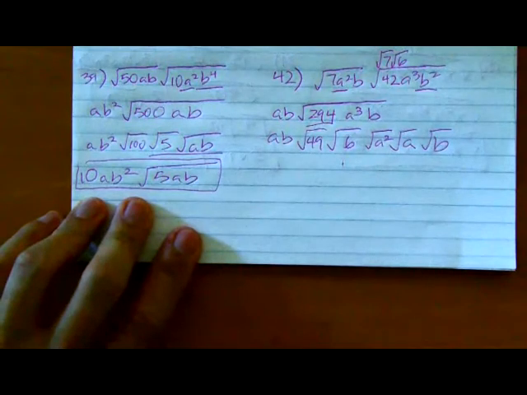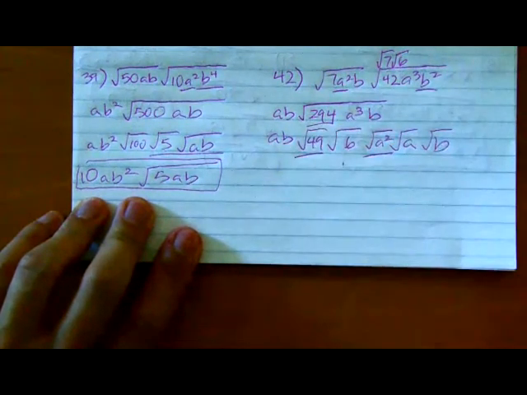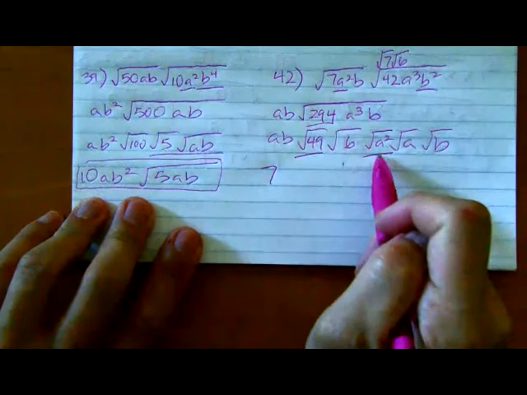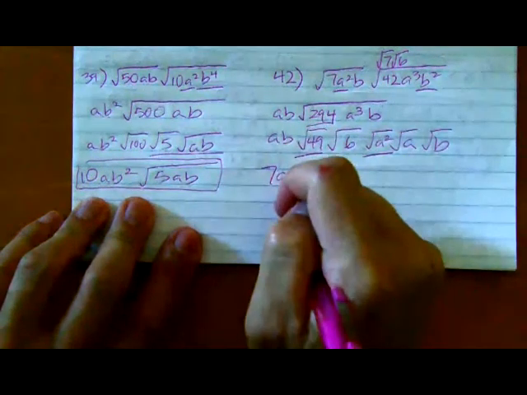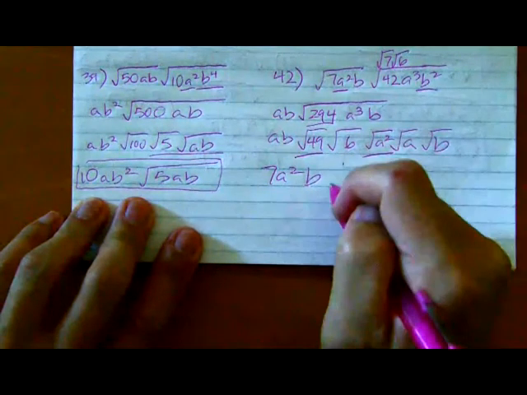Okay, we'll square root what we can: the 49 and the a squared. 7, this is a times another a, is a to the second, b. And then the 6, a, and b are what's left.